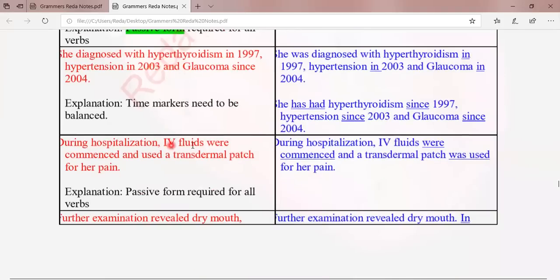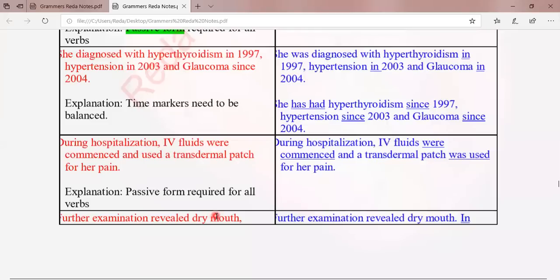So during hospitalization, IV fluids were commenced. No. Why? Because this is not balanced, and you have to balance. So during hospitalization, IV fluids were commenced and a transdermal patch was used. Why? Because this is the passive and the passive.